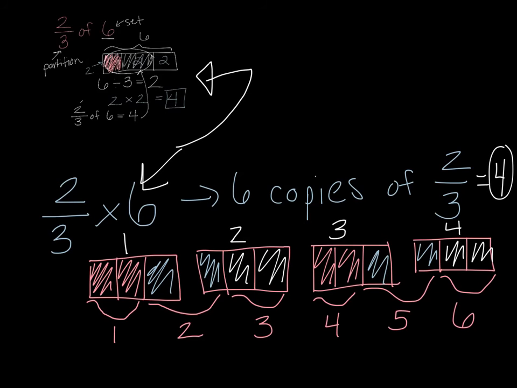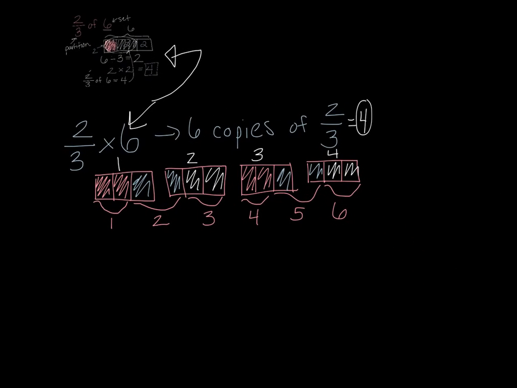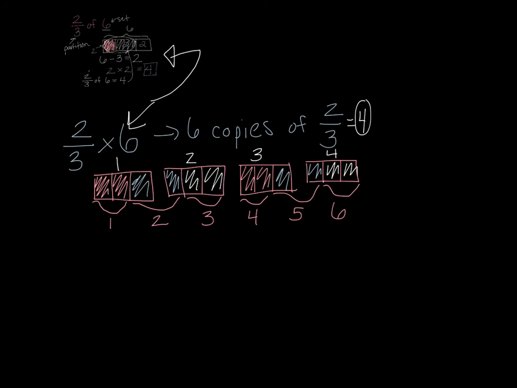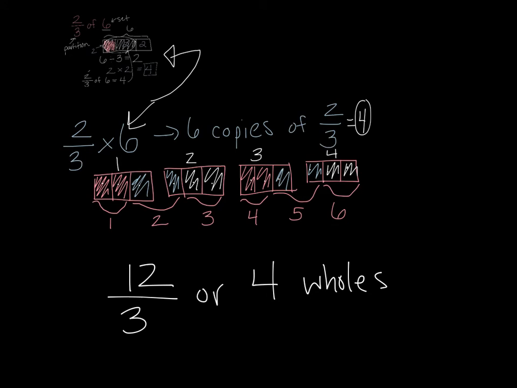So if I'm thinking about this, how many thirds is that? That's 1, 2, 3, 4, 5, 6, 7, 8, 9, 10, 11, 12. That's 12 thirds, or 4 wholes. I can represent that as 2 of the 2/3 times 6, 12 thirds, which equals 4.